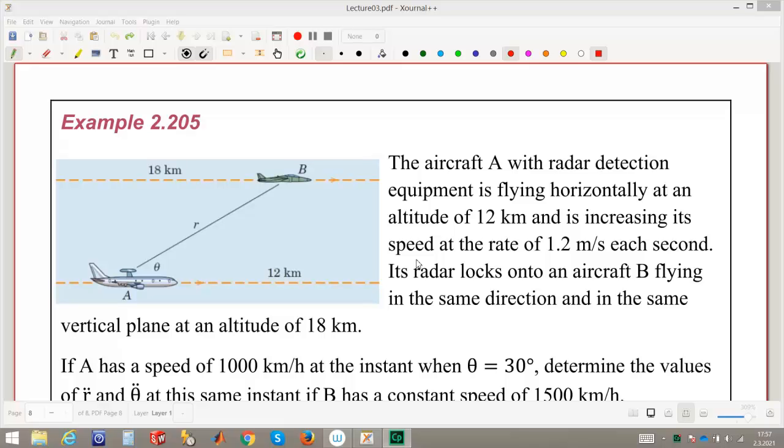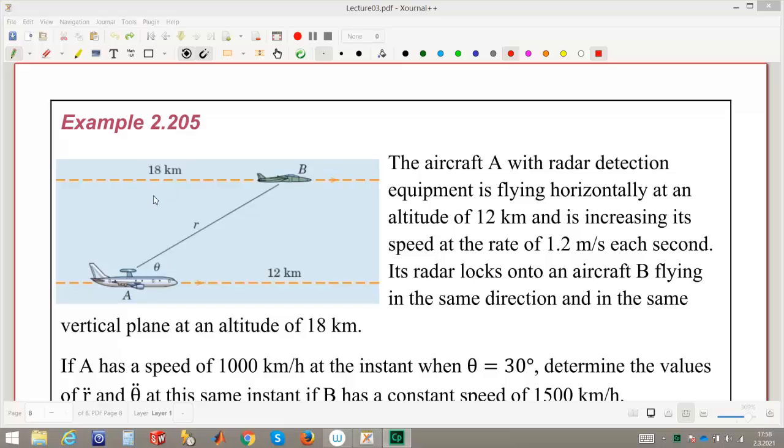This is our last example on relative motion that appears in your PDF files for lecture notes. In this question, we have a plane with a radar system, and through this radar system, this plane A is observing the flight of plane B. In a real-world situation, this is a three-dimensional problem.